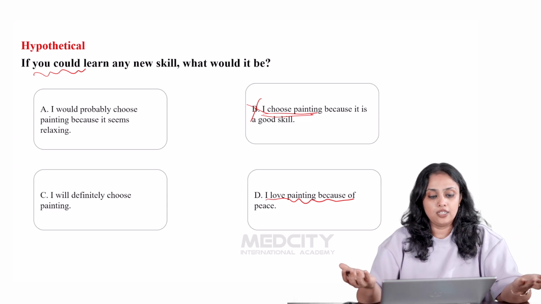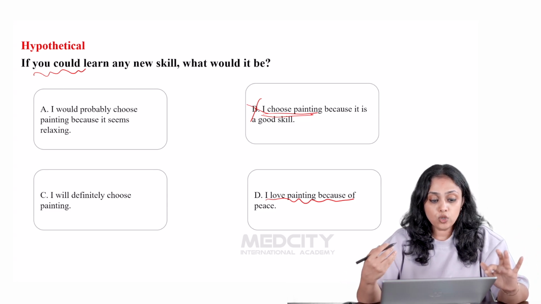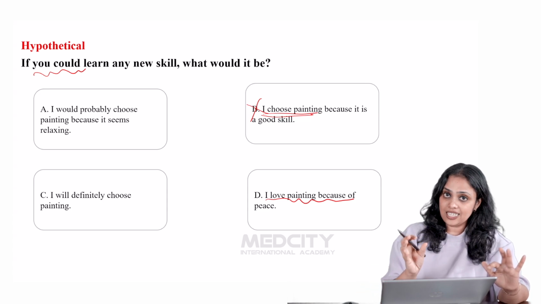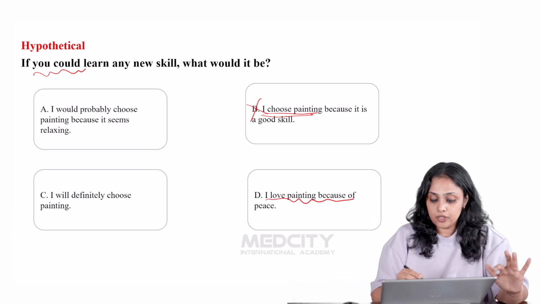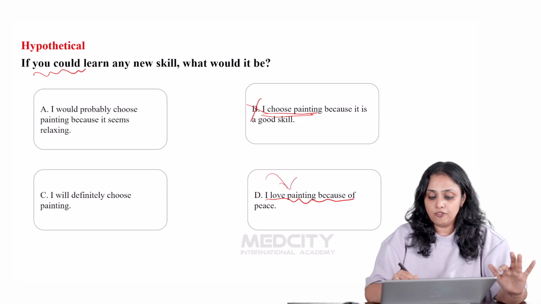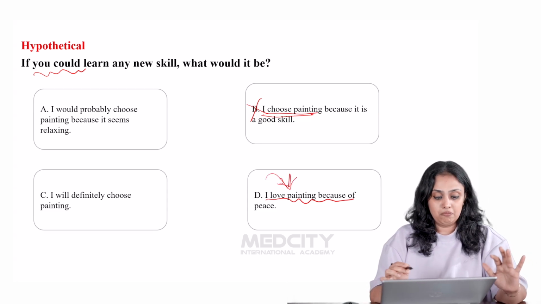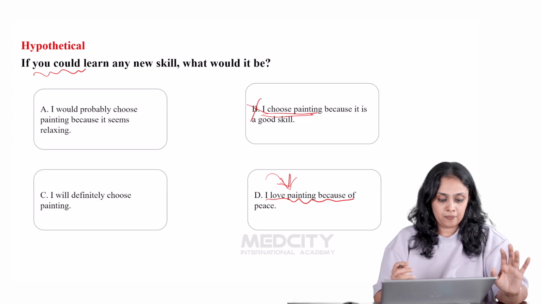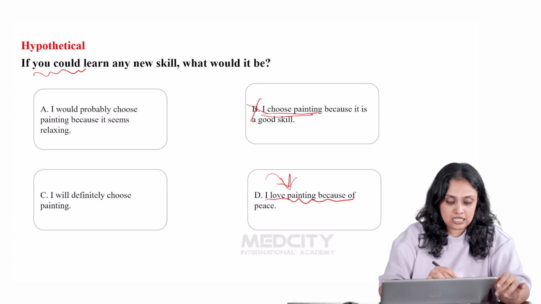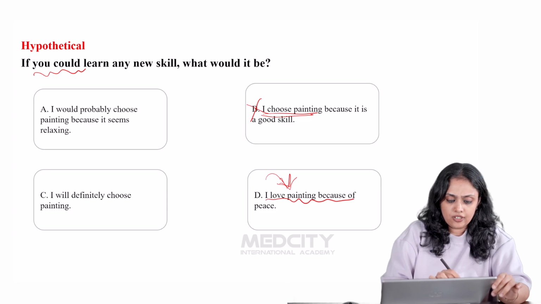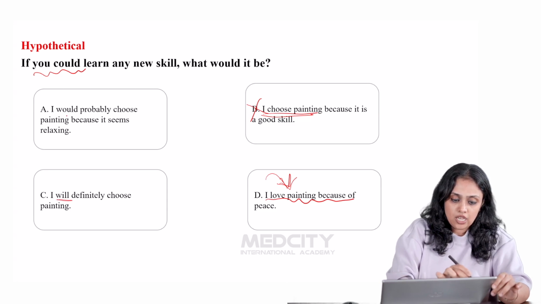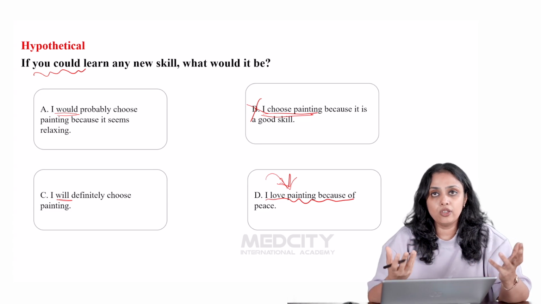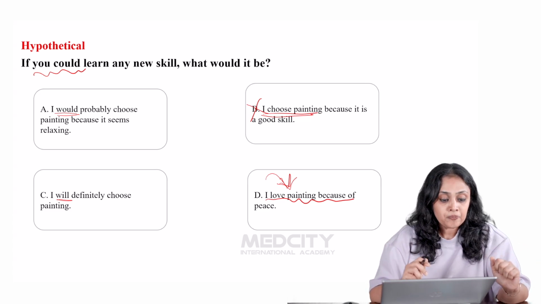I love painting. Now the question is that if you could learn any new skill, what would it be? So first you have to state that skill and then start talking about it. But this option directly jumps to I love painting because without making a reference to which skill you would be choosing. Now between A and C, C says that I'll definitely choose painting. Here also will is used. Here also I would. Both refer to the future because it's a speculation. It's a hypothetical kind of question.